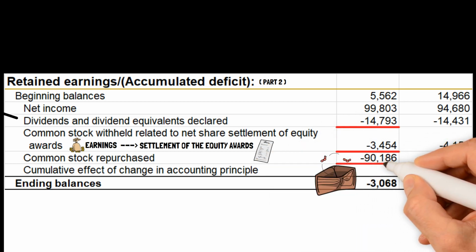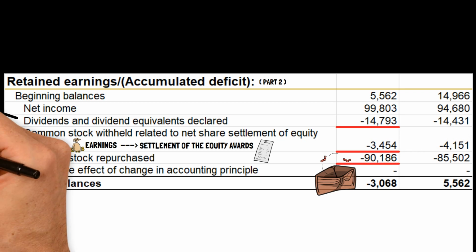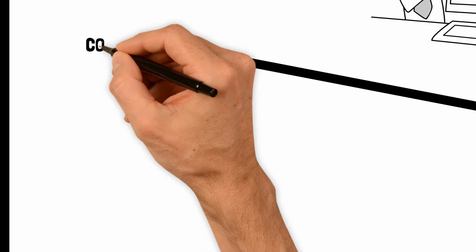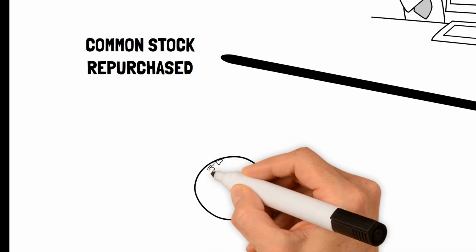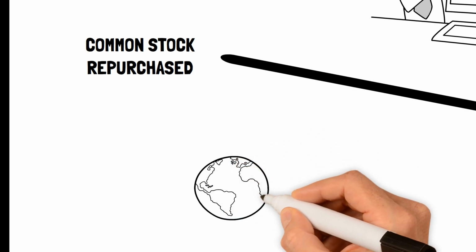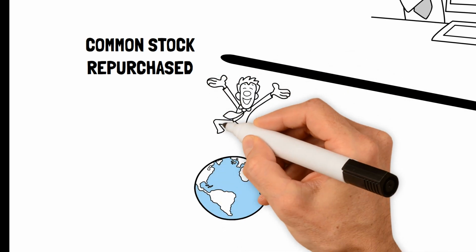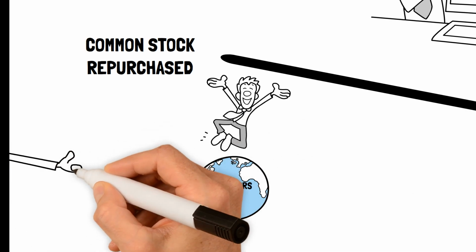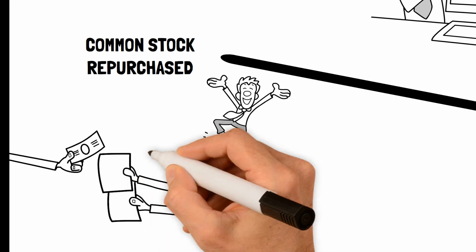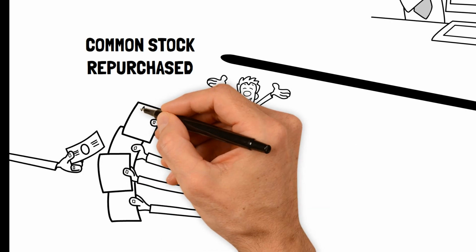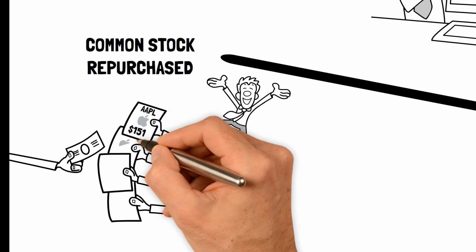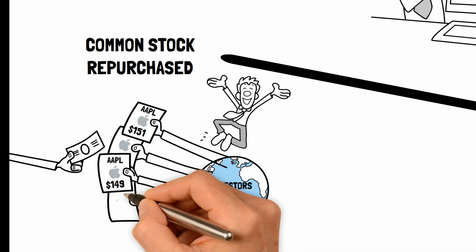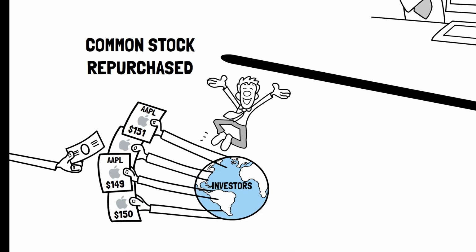The next row, common stock repurchased, amounted to a staggering $90 billion. Common stock repurchased, also known as a share buyback, is a process in which a company buys back its shares from the market, reducing the number of outstanding shares. This can be done for various reasons, such as increasing the value of remaining shares, improving financial ratios, or consolidating ownership. Let's say that Apple decides to repurchase some of its shares.